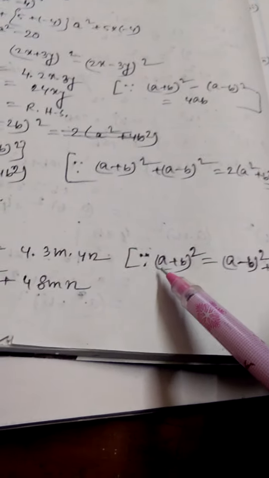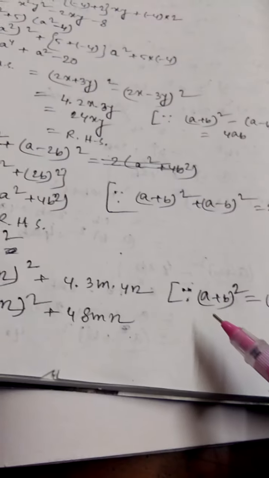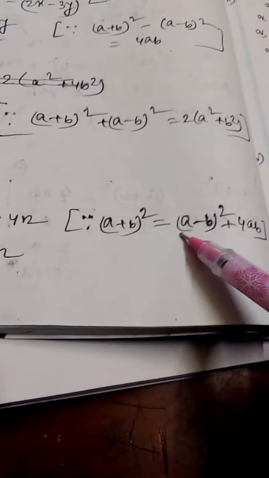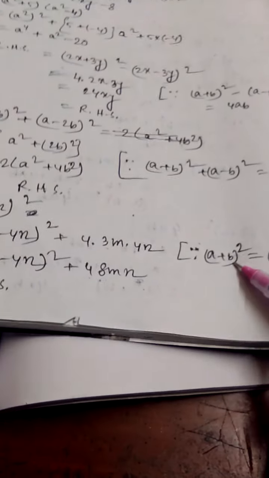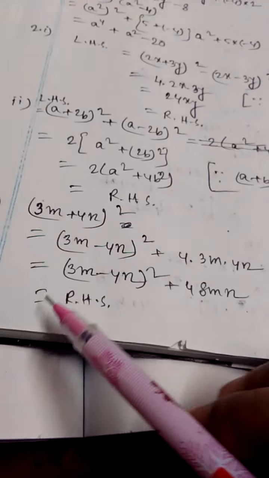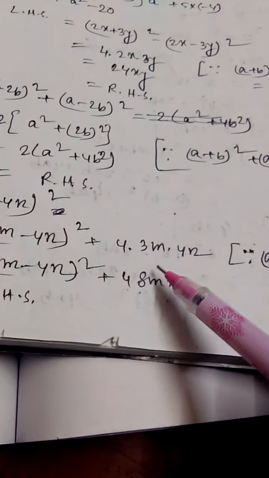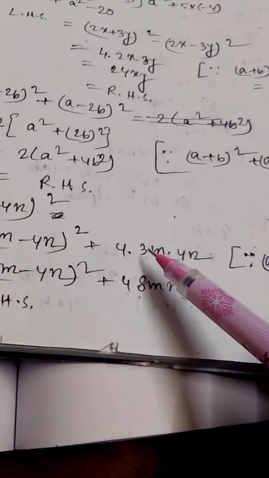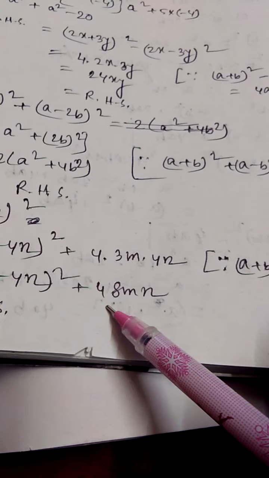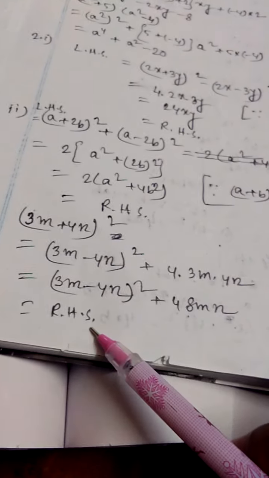Here in the place of a, 3m is given, and in the place of b, 4n is given. Or in this formula, we may substitute a by 3m and b by 4n. This is equal to 3m minus 4n whole square plus 4 into 3, that is 12, 12 into 4 is equal to 48mn. This is equal to right hand side.